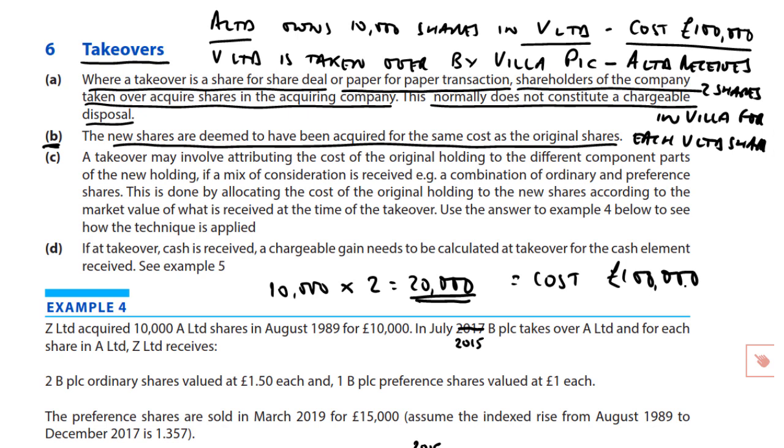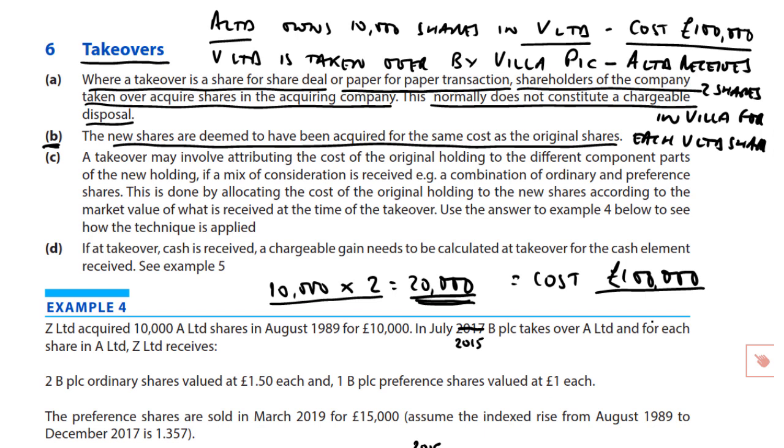At the time of takeover, if it is a share-for-share transfer, no gain crystallises. Share-for-share relief applies, which means that the new shares, 10,000 times 2, 20,000 shares now held in Villa plc, step into the shoes, as the old saying goes, of the old shares. So they are deemed to have cost £100,000. So at the time of takeover, no gain crystallises, and the new shares take on the cost of the old shares.